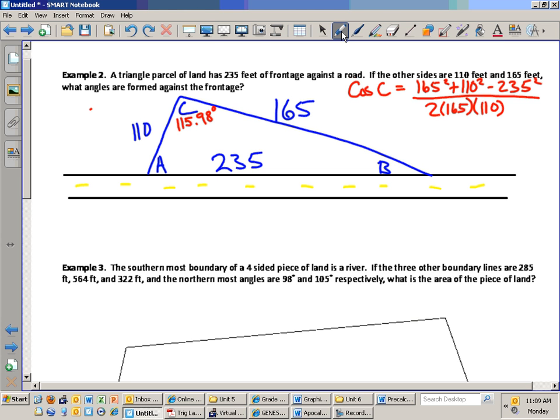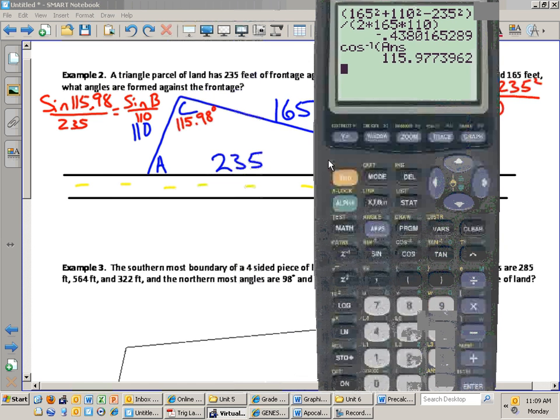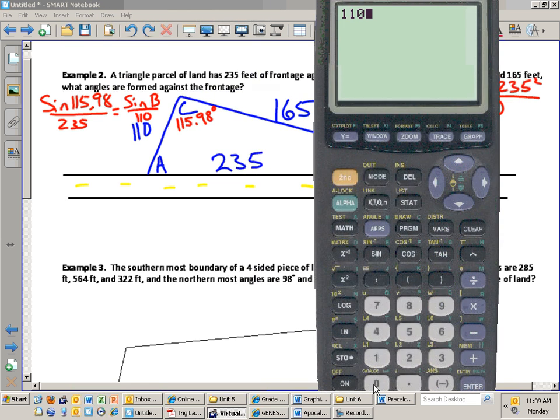Law of sines. Very good. Use the law of sines. I will say the sine of 115.98 divided by 235 is equal to the sine of B divided by 110. And so we do that. What's that? If the obtuse angle came out, nope. As long as we solve for the largest angle first, then no, it doesn't matter.